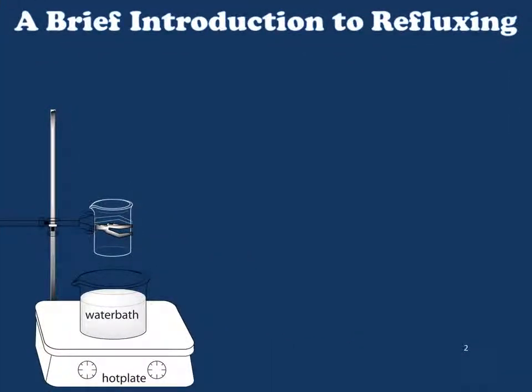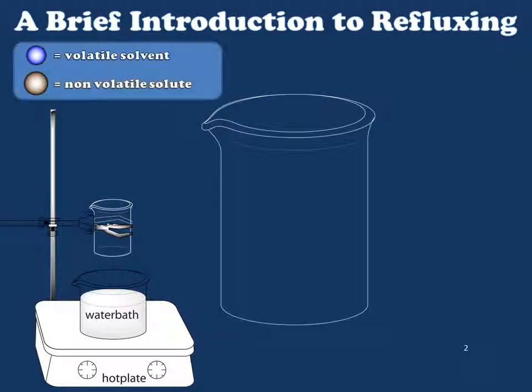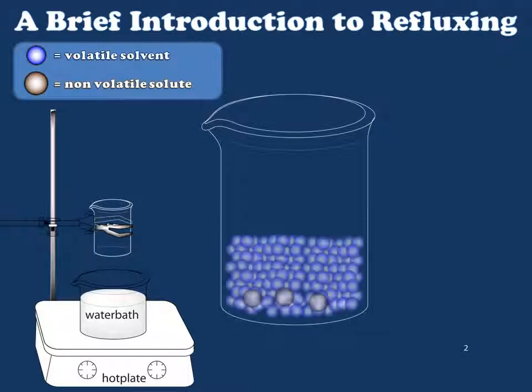Now, the simplest way to heat an organic solution is using a water bath or oil bath and a suspended beaker or flask. Now let's take a look at this beaker and see what would happen if we attempted to heat a solution for an extended period of time. Within our beaker, we're going to place two different kinds of molecules, those of volatile solvent, shown in blue, and those of a non-volatile solute, shown in brown.